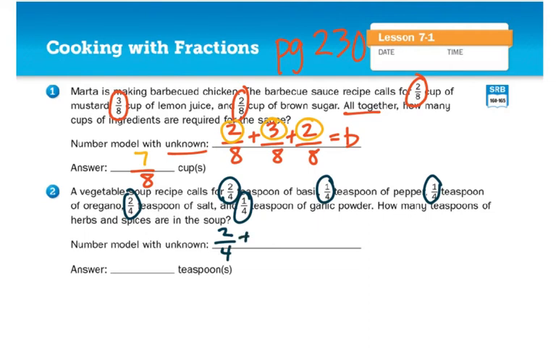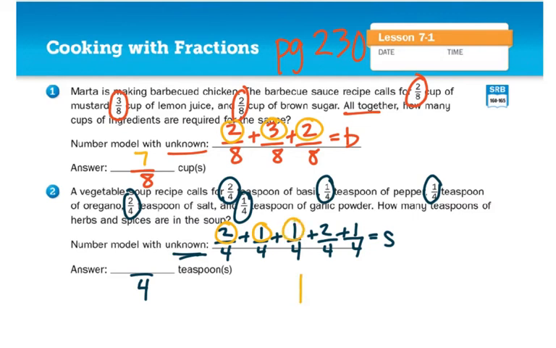2/4 plus 1/4 plus 1/4 plus 2/4 plus 1/4, and write it with the unknown. I'm going to put S for spices. Remember, fourths does not change. We just add together the numerators. 2 plus 1 is 3, plus 1 is 4. Okay, that's 1 whole teaspoon. I'm just going to put that there. 2 plus 1 is 3. So if I just added together, these 2 equal a whole teaspoon, and then I have 3/4 of another one. So 1 3/4 teaspoons.